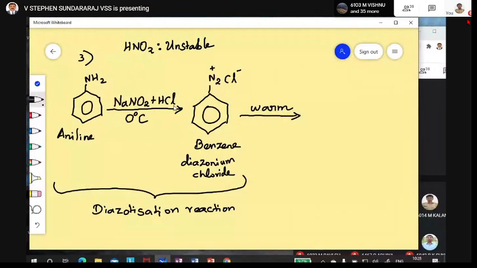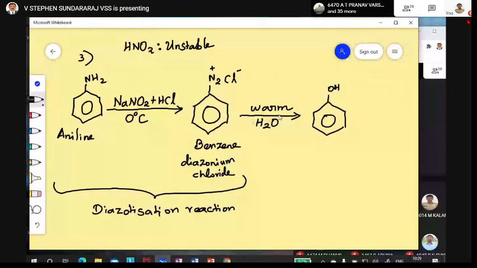Hydrochloric acid and water are already there; otherwise you can add a little water. Slightly warm it, and automatically it will form phenol. It's a very simple step. At a temperature of 0 degrees Celsius, it is diazonium chloride.